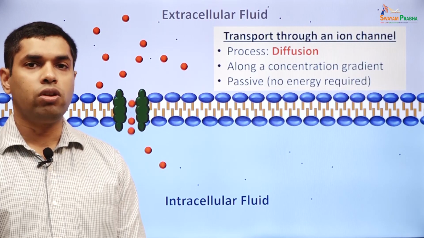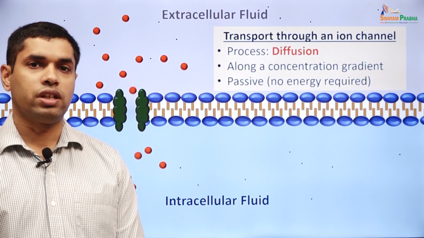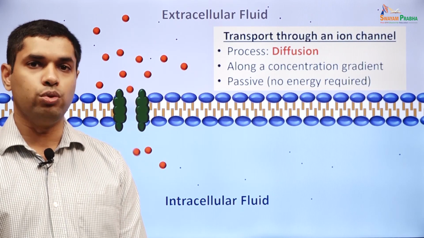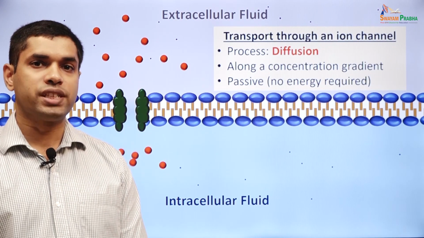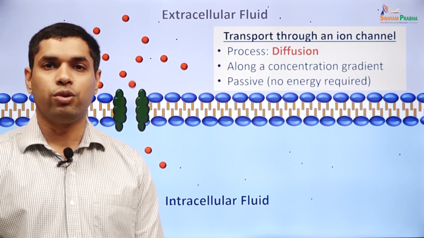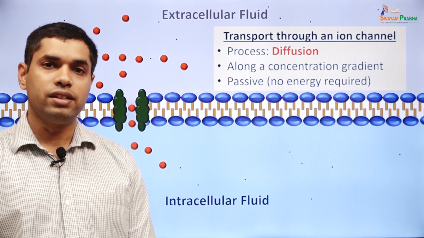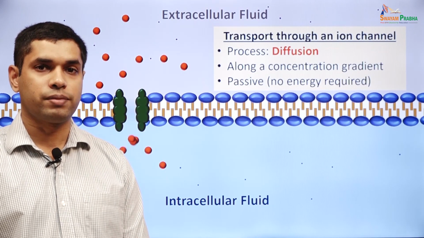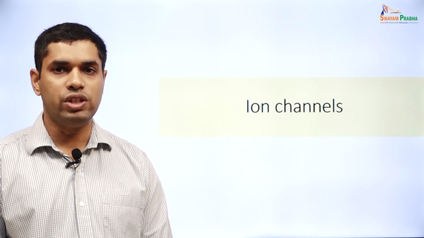It's important when we look at transport across an ion channel that we remember that the movement is simple diffusion. It's simple diffusion where a substance is moving from an area of its higher concentration to an area of its lower concentration, and it does not require energy because the energy is present in the concentration gradient. We will now begin a study of ion channels in more detail.